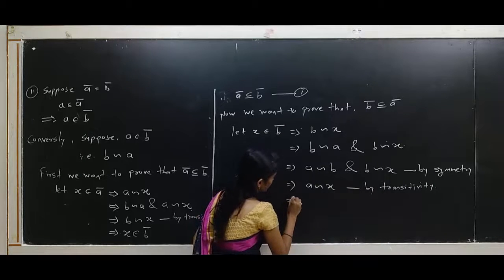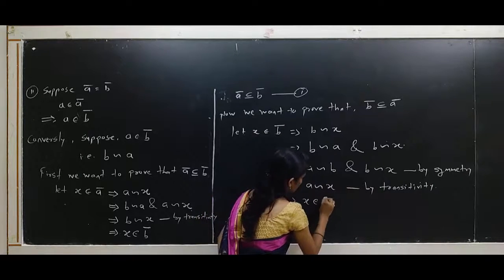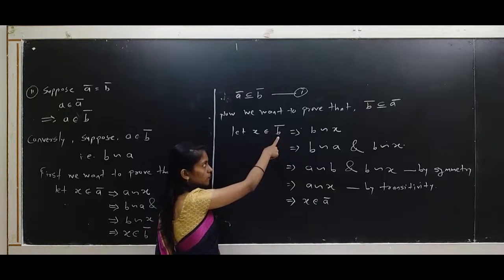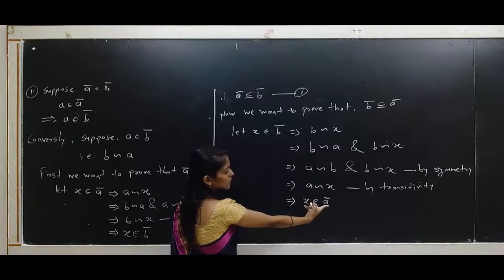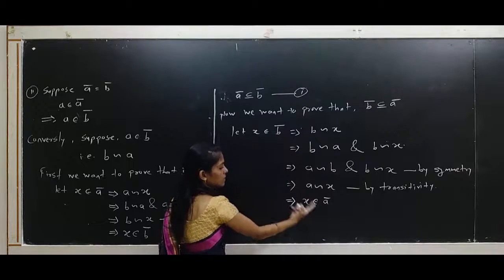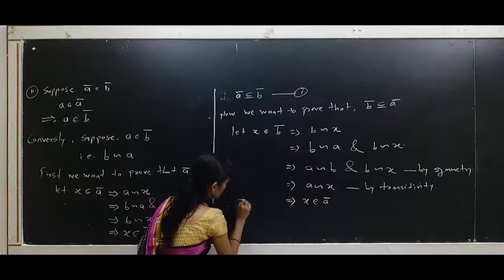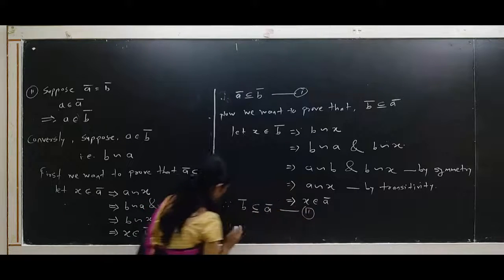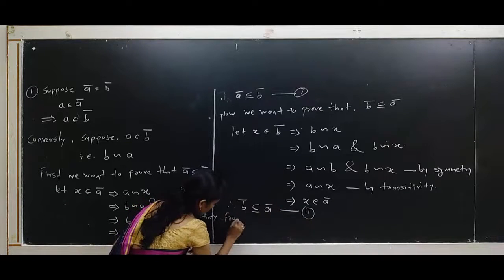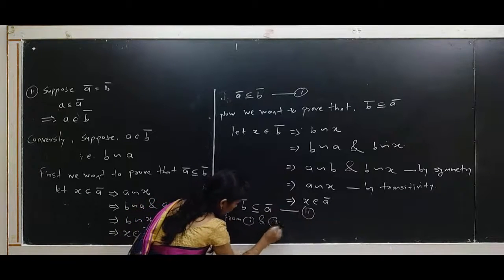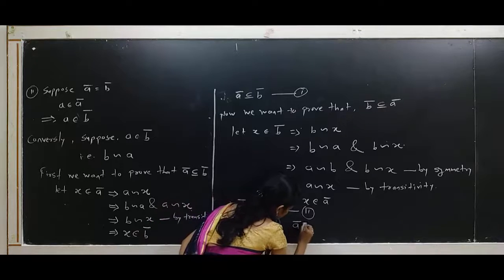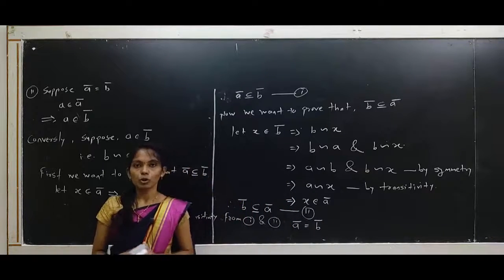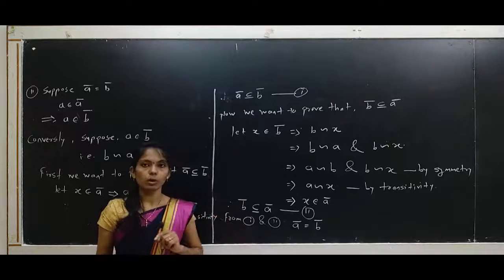So we get X belongs to equivalence class of A. So here X belongs to equivalence class of B and X belongs to equivalence class of A. So B bar is a subset of A bar. Therefore, we get equivalence class of B is a subset of equivalence class of A. Call it number two, and from 1 and 2 we get equivalence class of A equals equivalence class of B. So here we proved the converse part.